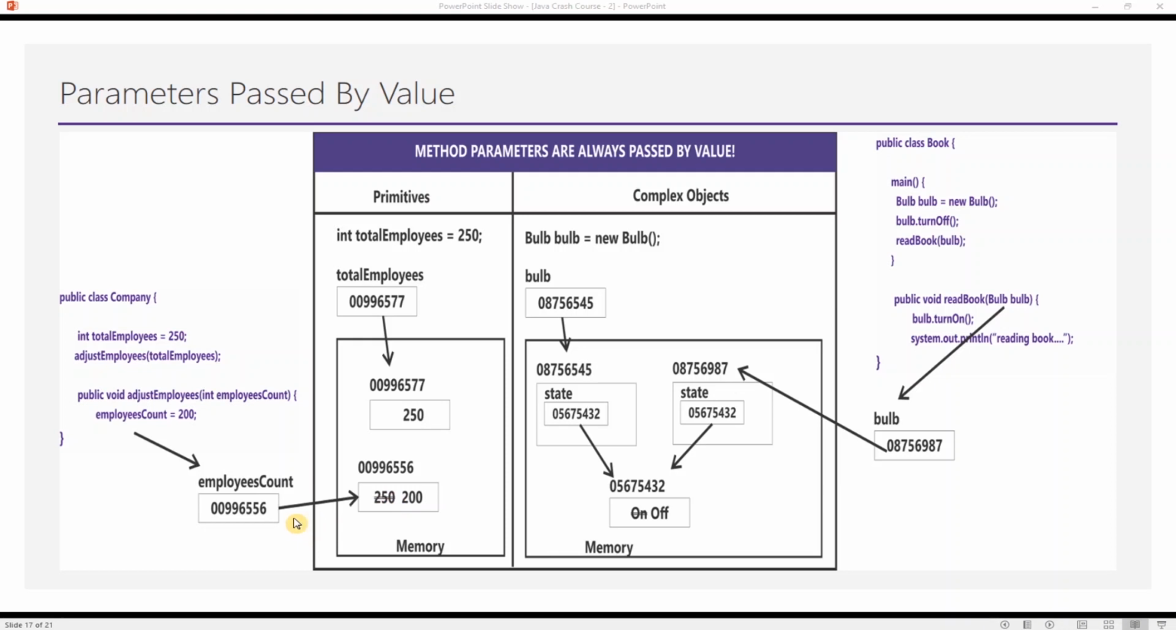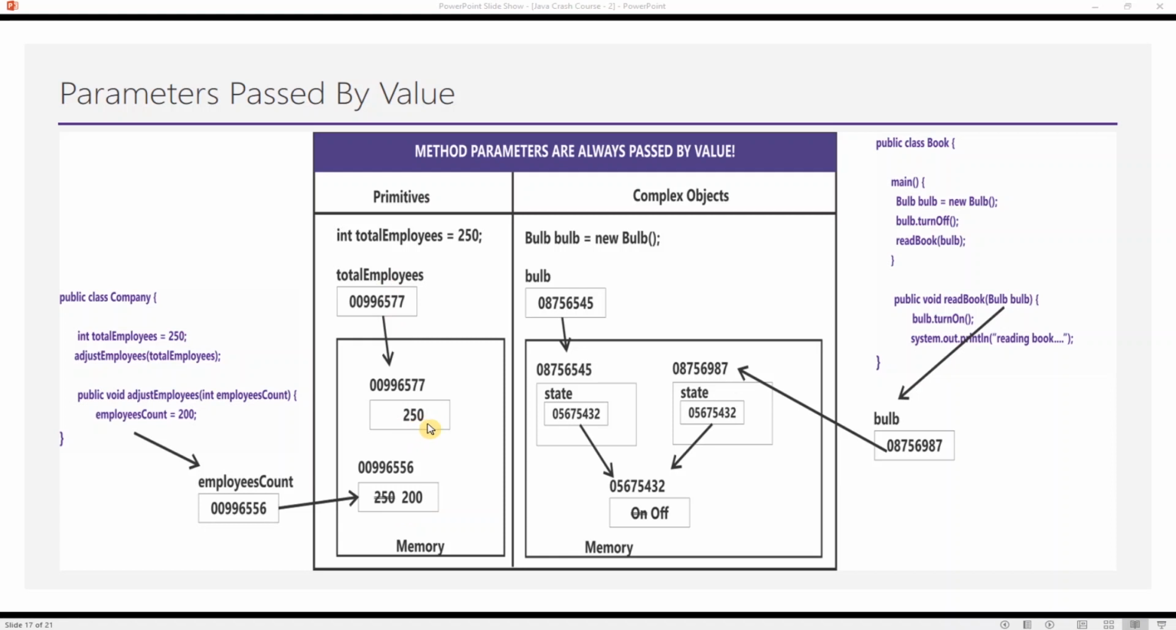So a new local variable gets created with the name employeesCount of data type int with an initial value of 250. Then we alter the value of this variable to 200 inside the method, and you can see that only the variable employeesCount gets affected by this change. The variable totalEmployees has the value 250 retained.